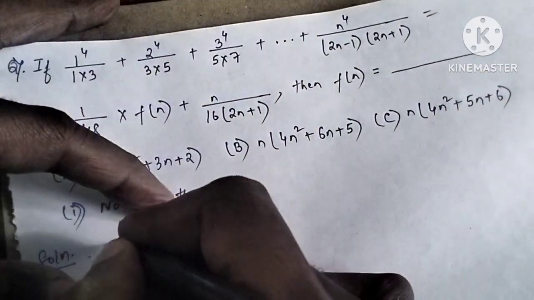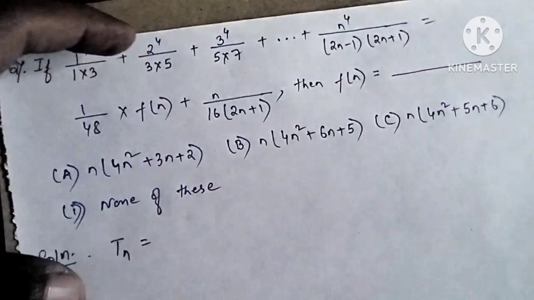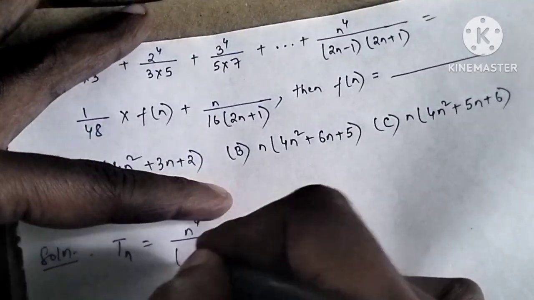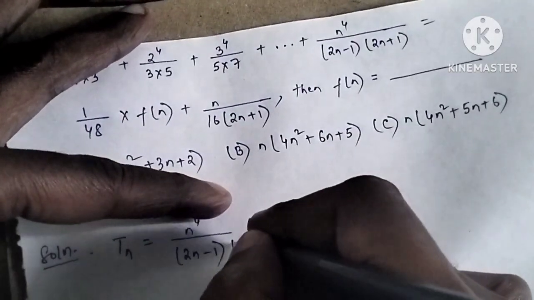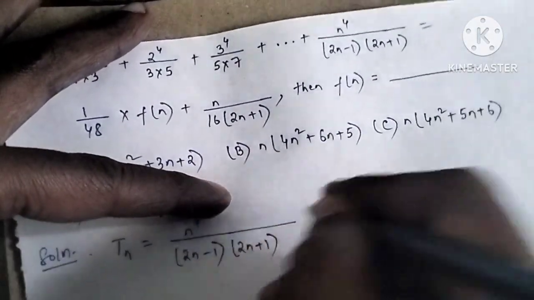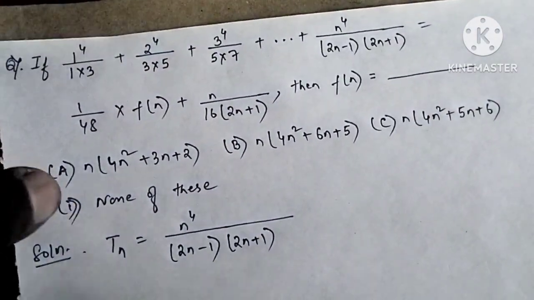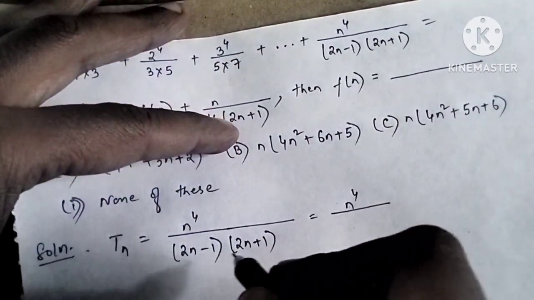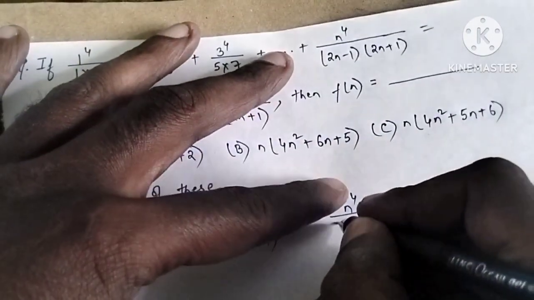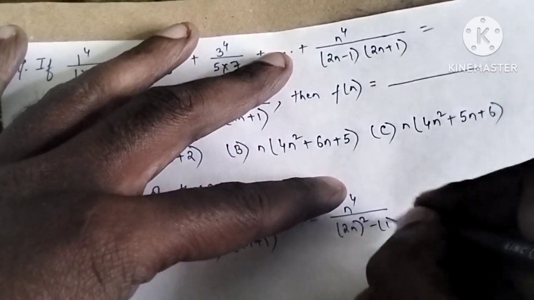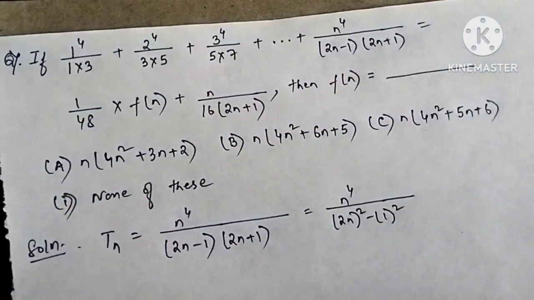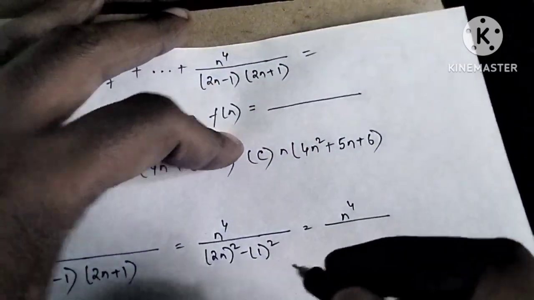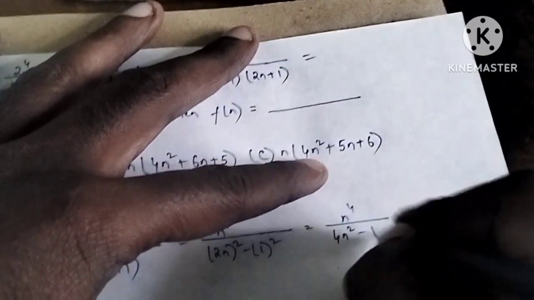Nth term, we denote the nth term by Tn. Tn is equal to n to the power 4 by (2n minus 1) into (2n plus 1). This can be written using a minus b into a plus b is a square minus b square, that means 2n square minus 1, so this will be n to the power 4 by 4n square minus 1.